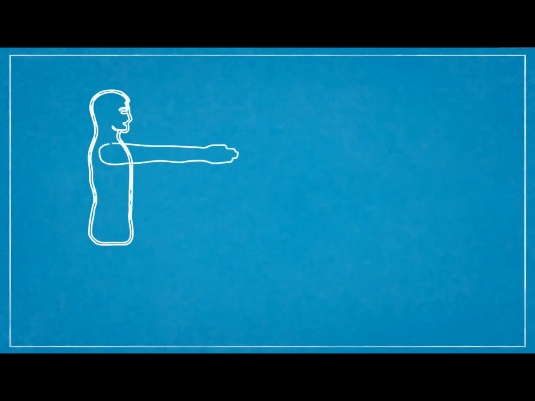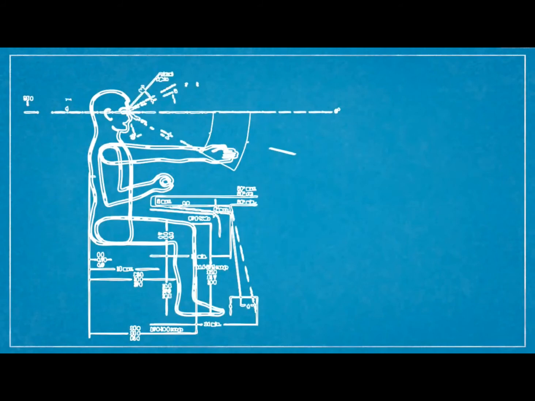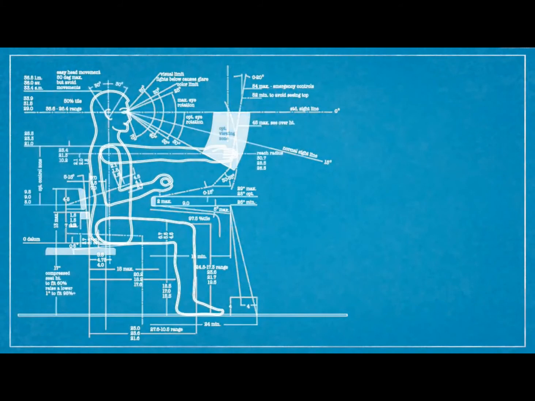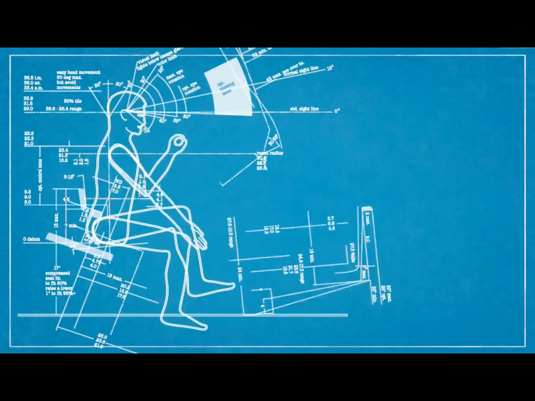Conventional ergonomic wisdom dictates that desk-bound workers should maintain a seated posture in which the hips are positioned in a 90-degree angle. These guidelines, first developed by the U.S. military, continue to inform chair design. But it's time to break free.